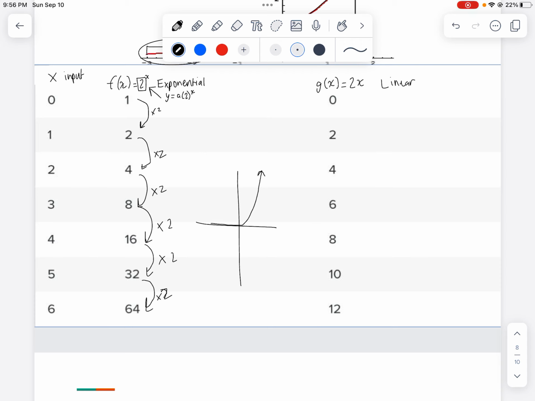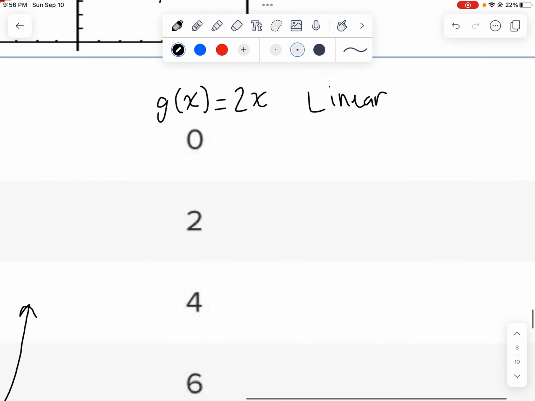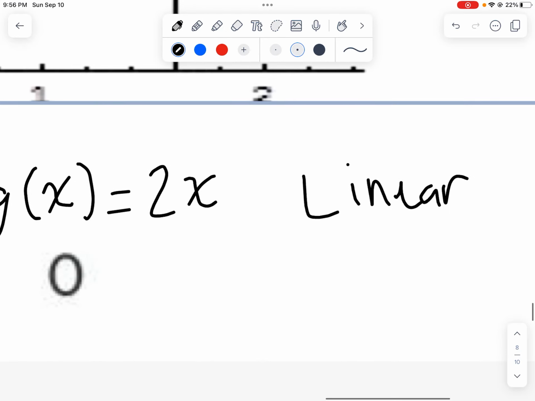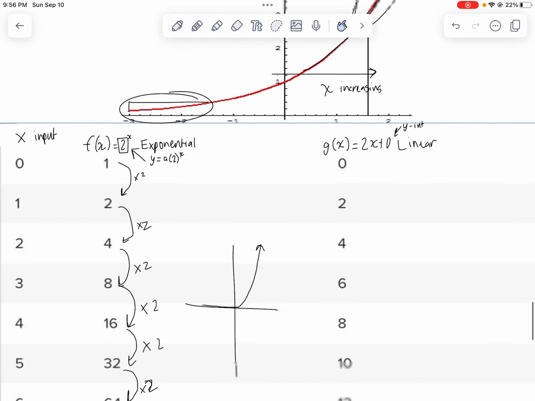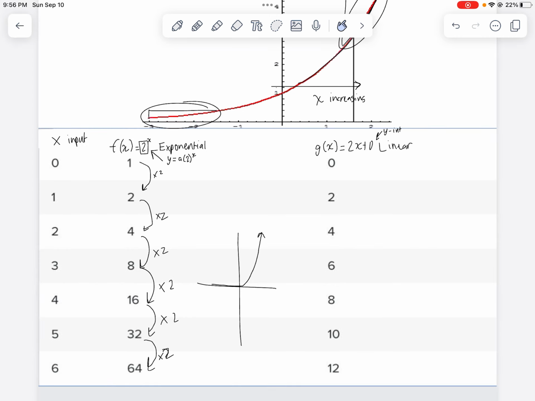2 times x is linear, right? You could assume that the y-intercept here is just 0, even though it doesn't have it. So this is still following the same linear equation form. It just doesn't have a y-intercept for the sake of inputting these values. So 0 times 2 is 0, right?